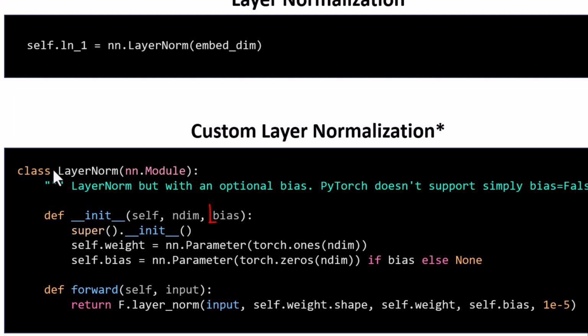In this case, it allows you to optionally include the bias term. When initializing the custom layer normalization, you can set bias to false and it will not use a bias in its calculation. This will provide flexibility in cases where you want to experiment with a model that doesn't include a bias term for normalization.